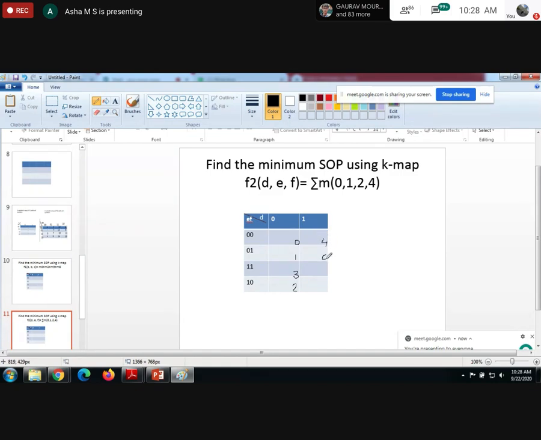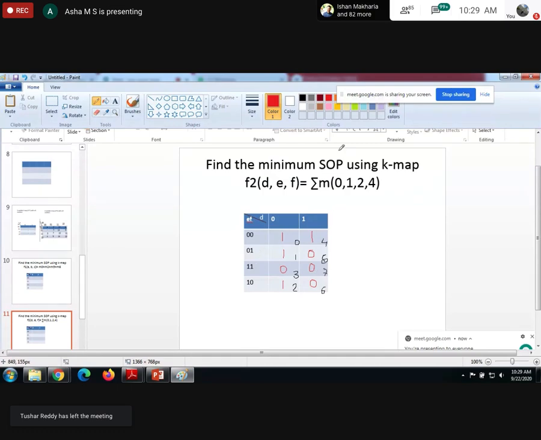4, 5, 6, 7. So in place of 0, 1; in place of 1, 1; in place of 2, 1; in place of 4, 1. Remaining all cells will be 0. Listen here, even if you are writing. Let me complete the problem, then I will give you time to copy it.